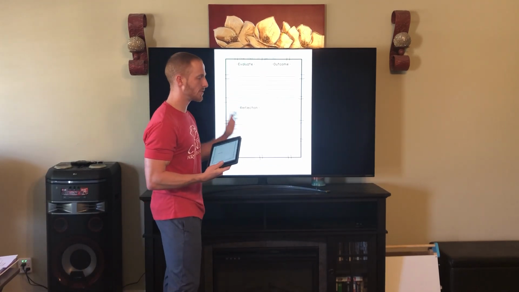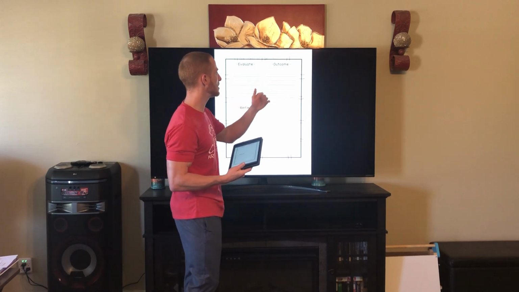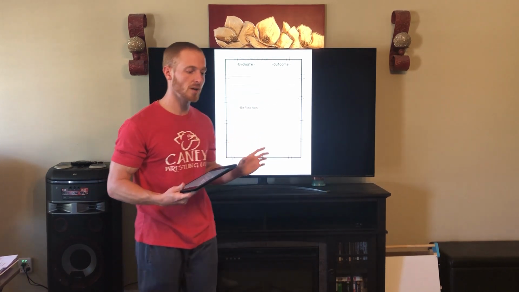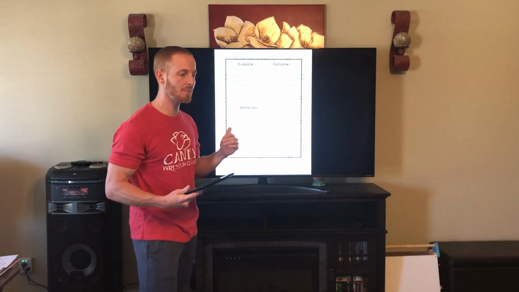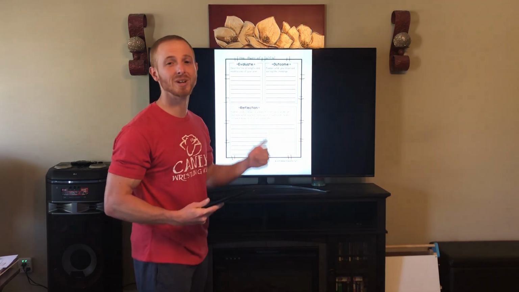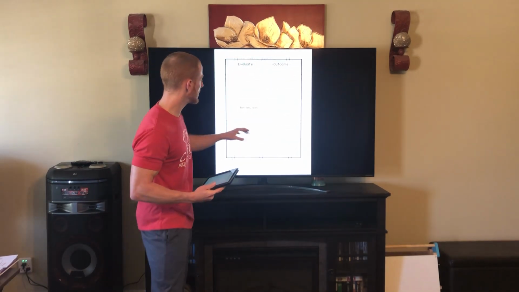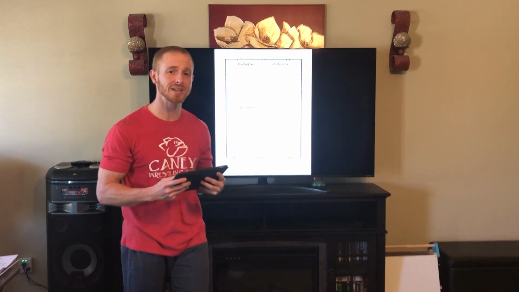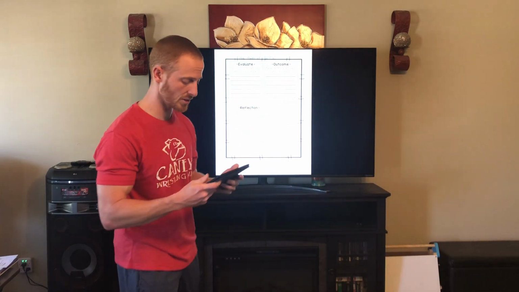The outcome, after you've built and tested, explain what you observed during the challenge, and then your reflection. Once you have your finished product, going back, reflecting, thinking about, is there anything that I would change in order to make this better if I were to do it again? Okay, once again, you have your final picture there, your final description. Make sure you're using complete sentences, capitalization, and punctuation.